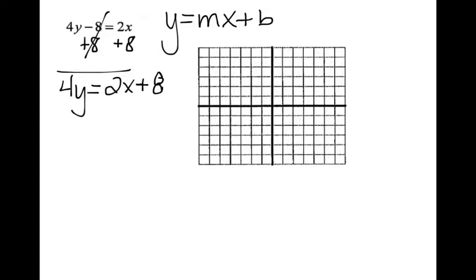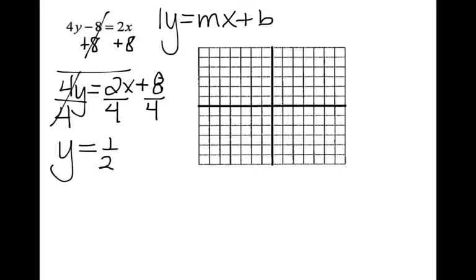Now I'm closer to what I want, but I don't want 4y, I want 1y. So I've got to divide this y by 4, and then I've got to divide everything else by 4. If you remember back when we solved equations, if you want to divide something on each side, you divide everything. So I end up with y, because my 4's cancel, equals 1/2 x plus 2. Now from here it's pretty simple. My y-intercept is 0, 2.